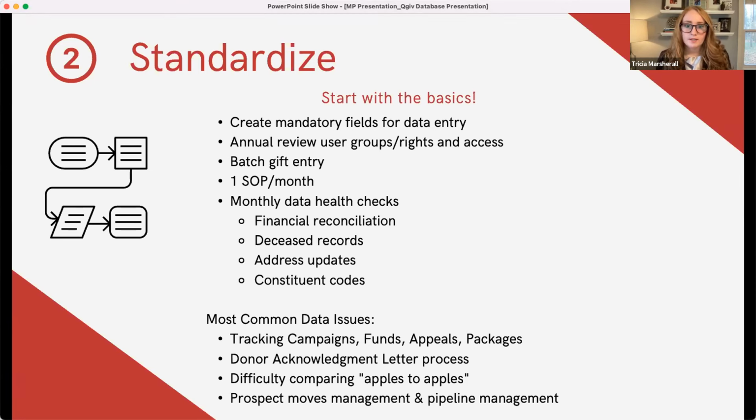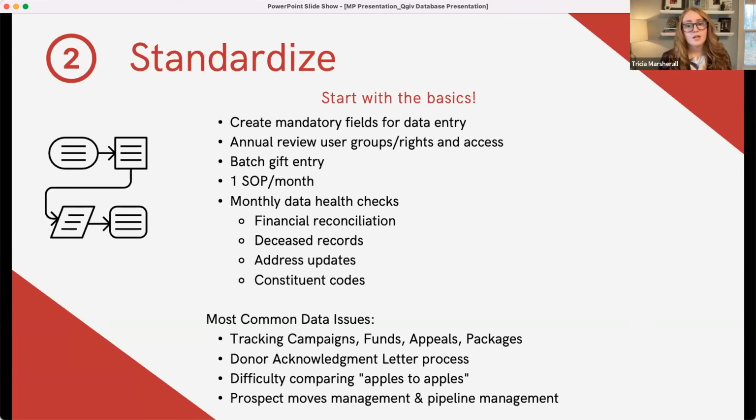Thinking of some other ways to standardize and speed up the process. Entering your gifts, for those of you who don't already do it, always through batch entry. That way you can set the required fields, create some consistency and standardization. Creating monthly health checks within your system. This shouldn't be something that requires a ton of time for each of you.